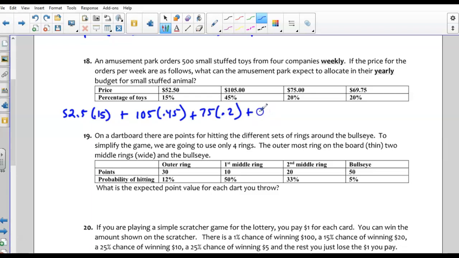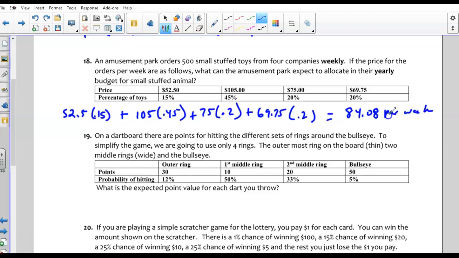And then there's a 69.75 for 20%. So that's just calculator work, right? That gives us $84.08 per week.